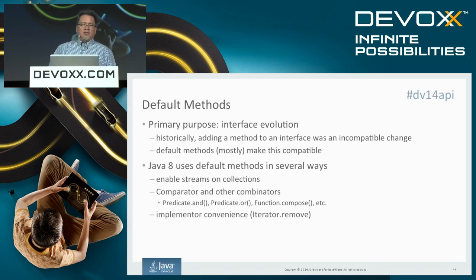But there are several ways it's used. Certainly, we added some default methods to the collection interface in that family in order to provide a better interface to streams. But we also use them in the comparator combinators that I just discussed. And then there's another example here where we used default methods to make it easier for people implementing that interface.